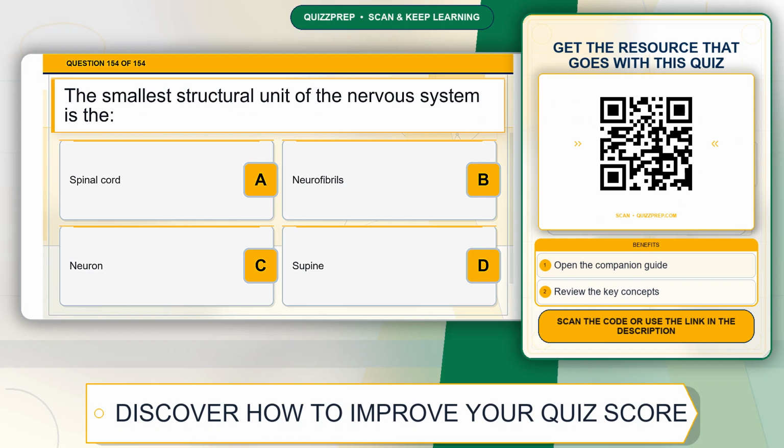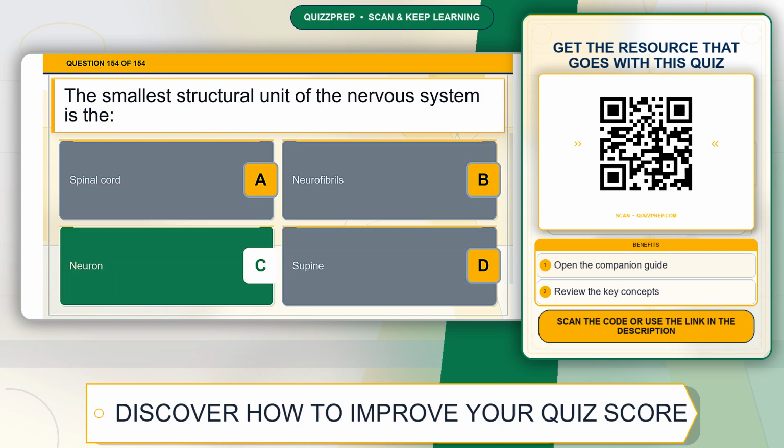Question 154. The smallest structural unit of the nervous system is the option A, spinal cord. Option B, neurofibrils. Option C, neuron. Option D, supine. The correct answer is option C, neuron.